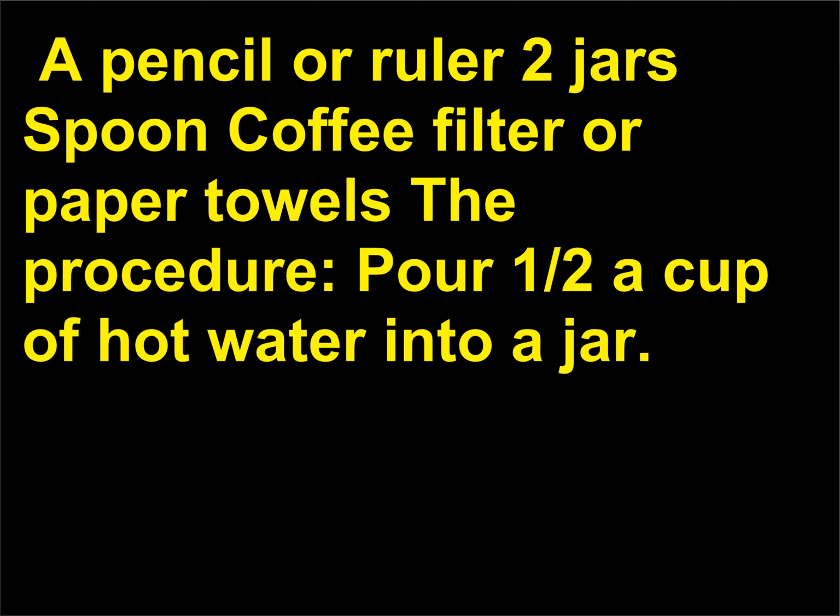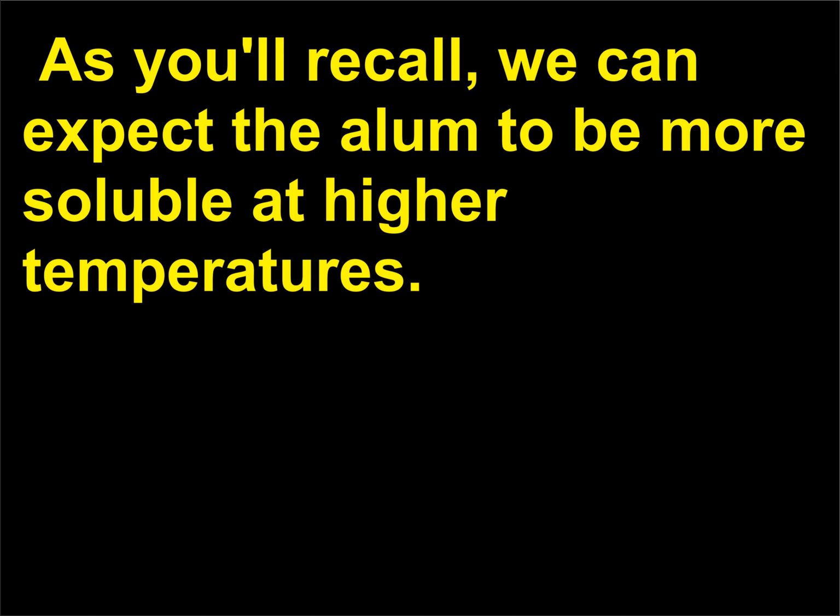The procedure: pour 1/2 cup of hot water into a jar. Add a little bit of alum to the water and stir it in. Try to do this before the water cools down too much. As you'll recall, we can expect the alum to be more soluble at higher temperatures.